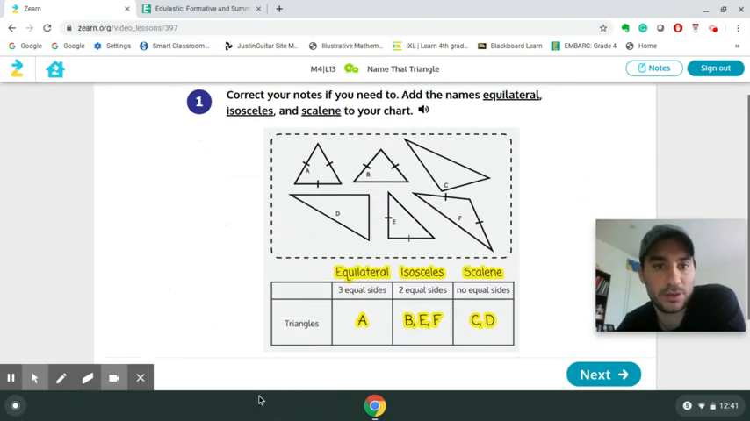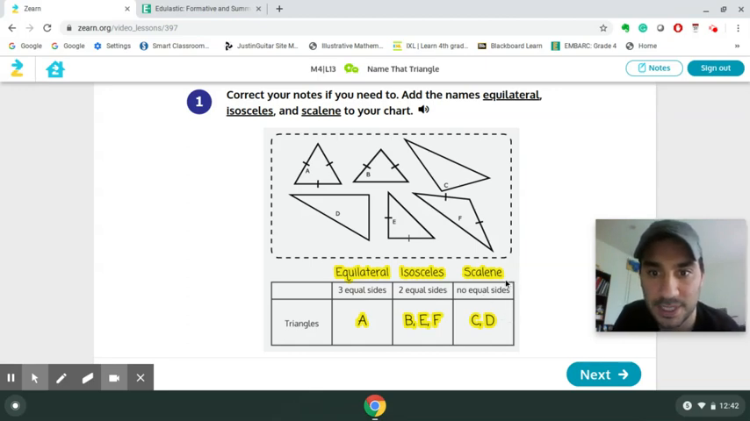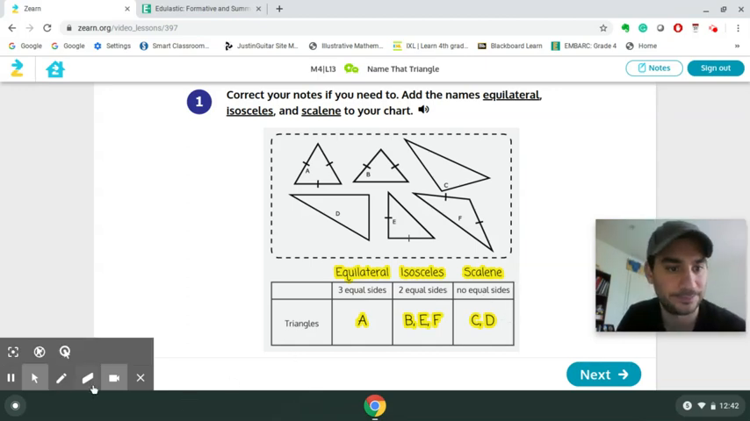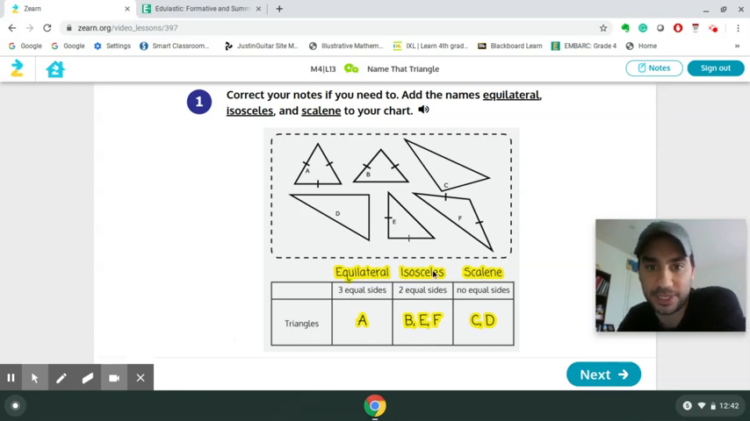Okay, it looks like our notes were correct. Triangle A is equilateral. Triangles B, E, F, that's isosceles because they have two equal sides. And our last ones, with no equal sides, are scalene. I want you guys to write those out because the spellings are a little bit tricky. So get used to practicing those. On top of your chart that you created, I would write those out just to make sure that you're used to the spellings.